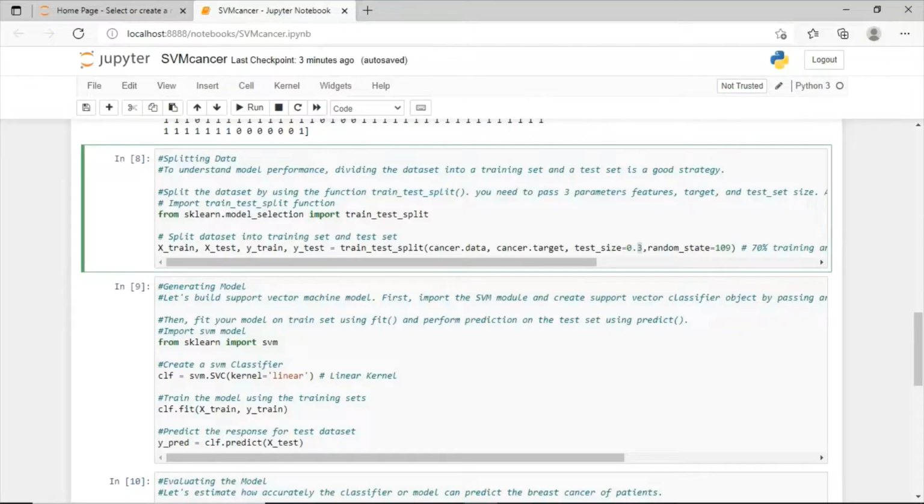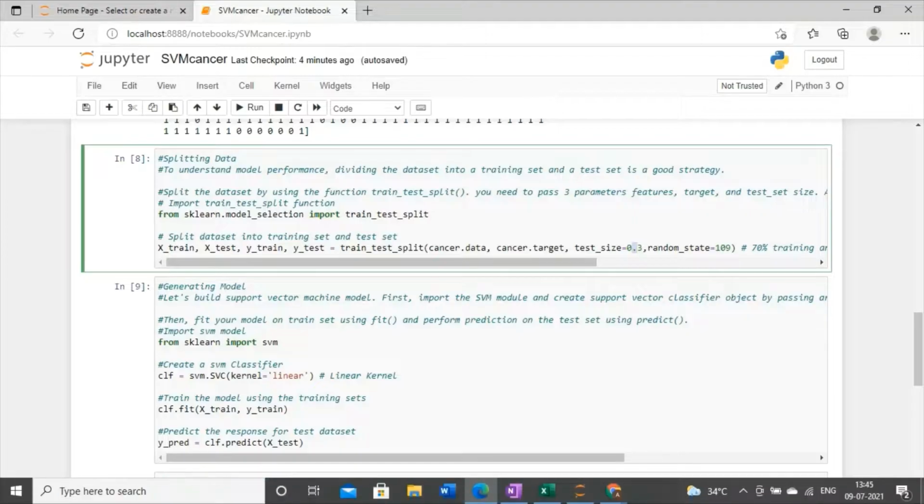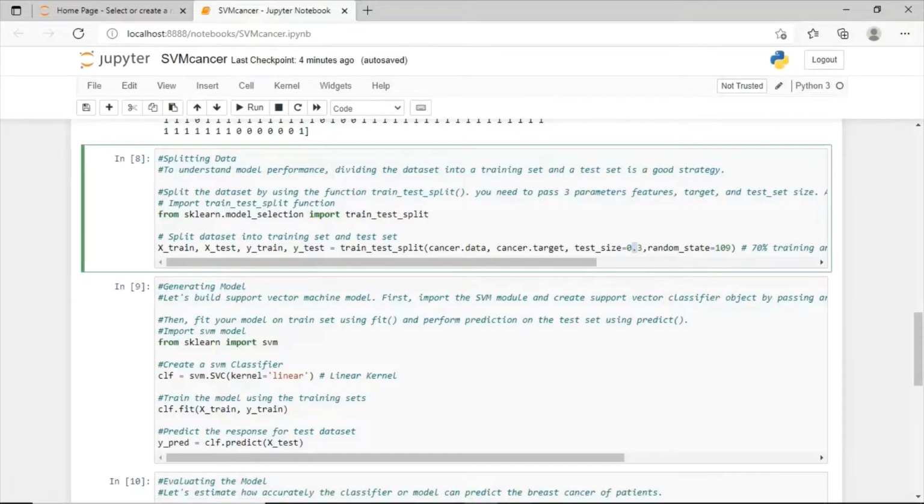Because by using the training dataset, your algorithm is actually learning about your dataset. And then we test the algorithm with a small amount of data. So you can take it as 80-20 or 90-10. Here I am using 70% and 30%.